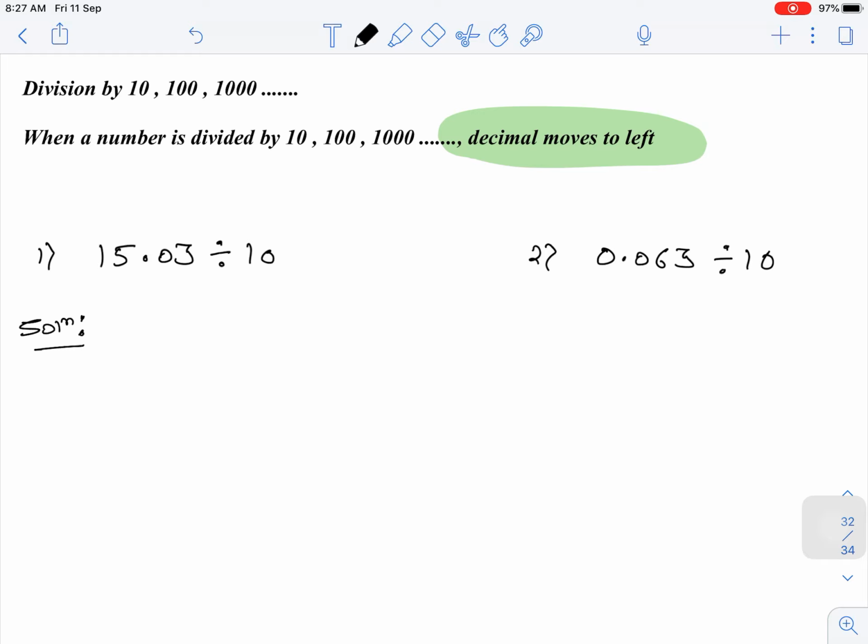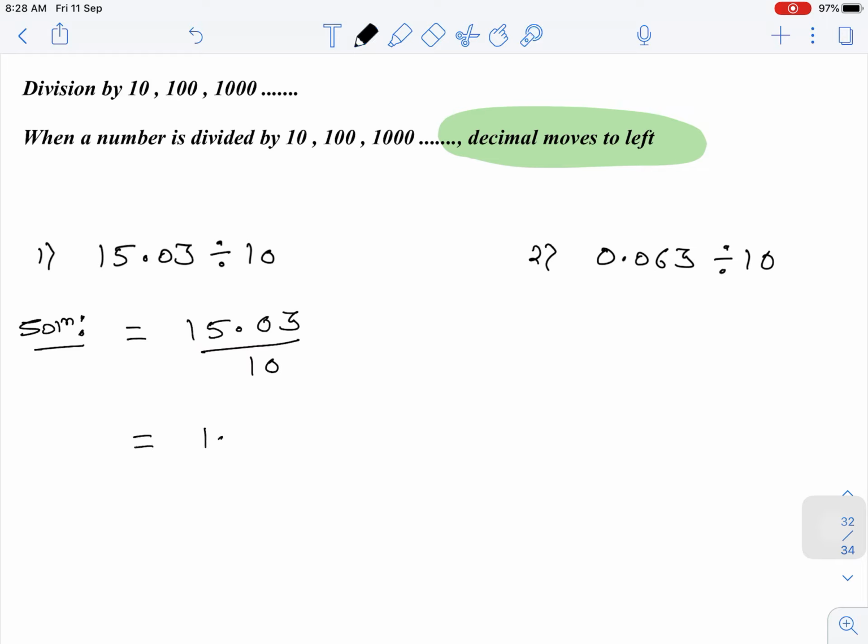First, same condition, we have to write the number in numerator denominator form. So you will get it as 15.03 divided by 10. Now in this denominator how many zeros are there? Only one zero is there, so our decimal will move one digit to the left. The number of zeros is the number of digits it moves to the left. Here only one zero is there, so it will move one digit to the left.